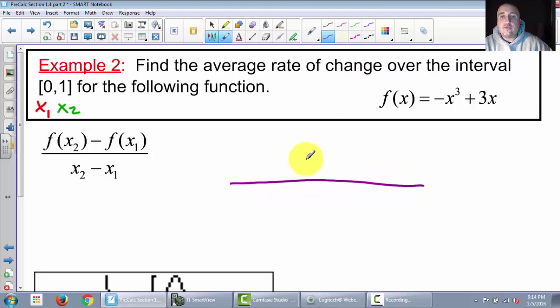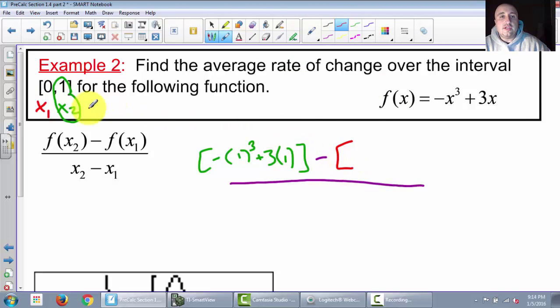So I'm going to put my line with my minus sign in between. We're going to plug in my x2 into my function. My x2 is 1, so we're going to plug 1 into our function. So -1 cubed plus 3 times 1. Close my bracket. Now let's do the red one. We're going to plug in x1 into my function, so 0. So -0 cubed plus 3 times 0. Close that. And then on the bottom, we have x2 minus x1, so 1 minus 0.